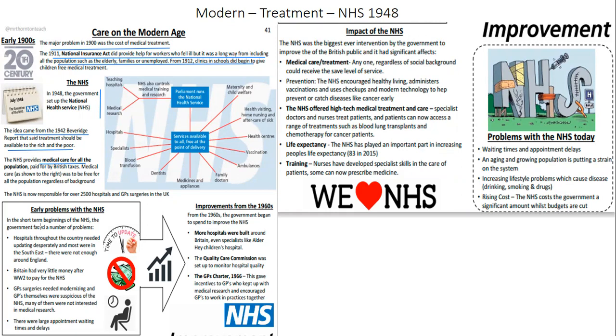at the point of access. Now, there were some early problems with the NHS which had to be dealt with by the 1960s. Hospitals throughout the country needed desperately updating, and most of them were in the south, not the north. When the NHS was introduced, Britain didn't have much money to pay for it because of World War II. GP surgeries needed modernising, and GPs themselves were very suspicious of the NHS. A lot of them weren't interested in medical research and wanted to stick to their own way of thinking. And there were large appointment waiting times and delays.